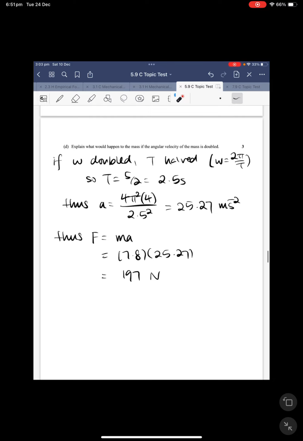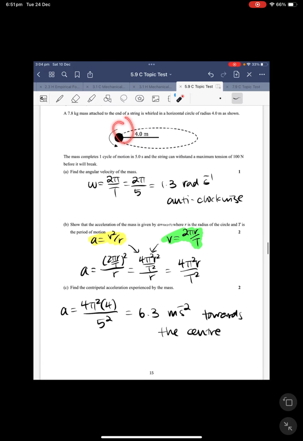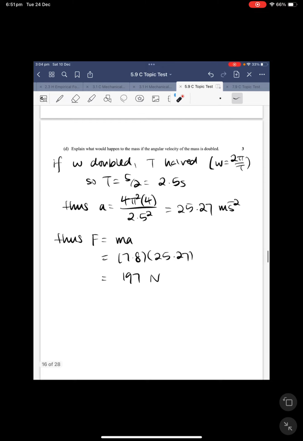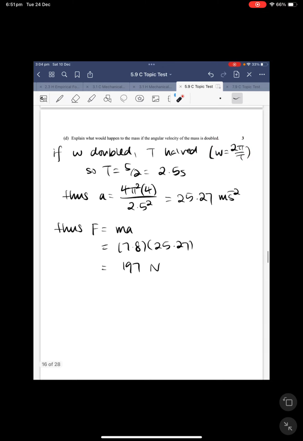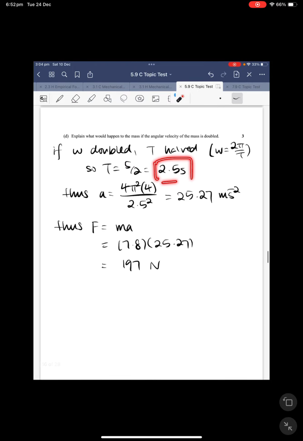D. Explain what would happen to the mass if the angular velocity of the mass is doubled. Now, we know that the angular velocity is related to the period by this equation, omega equals 2 pi on T, and notice that 2 pi is a constant. So if the angular velocity is doubled, in other words, the mass is swinging around faster, then obviously the period is going to be halved, right? Because they have an inverse relationship. If we spin the mass faster, the time it takes for it to go one revolution is going to be less. And so the previous period was 5 seconds, so the new period is going to be 2.5 seconds.